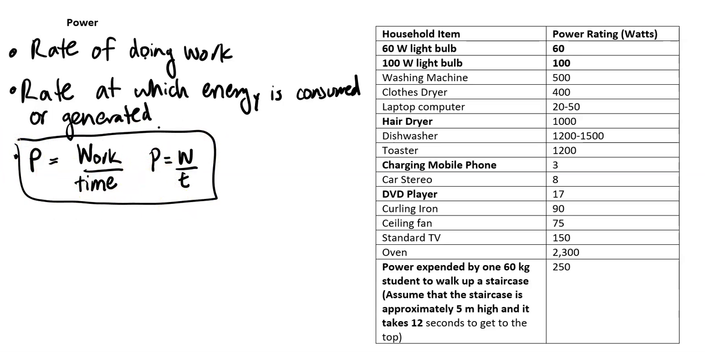So this is our good old power equation, where again, W is work and T is time. And keep in mind, this will only be for constant values of work. Great. So let's go ahead and look at this equation.